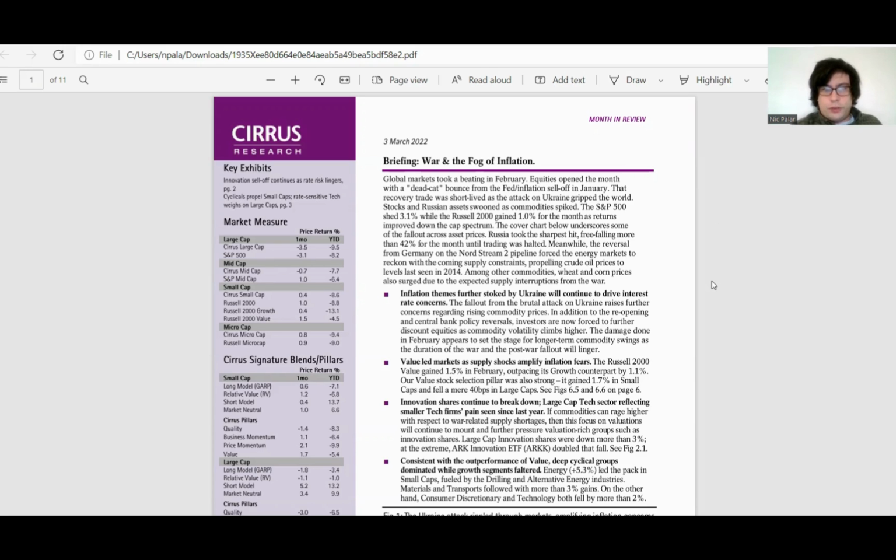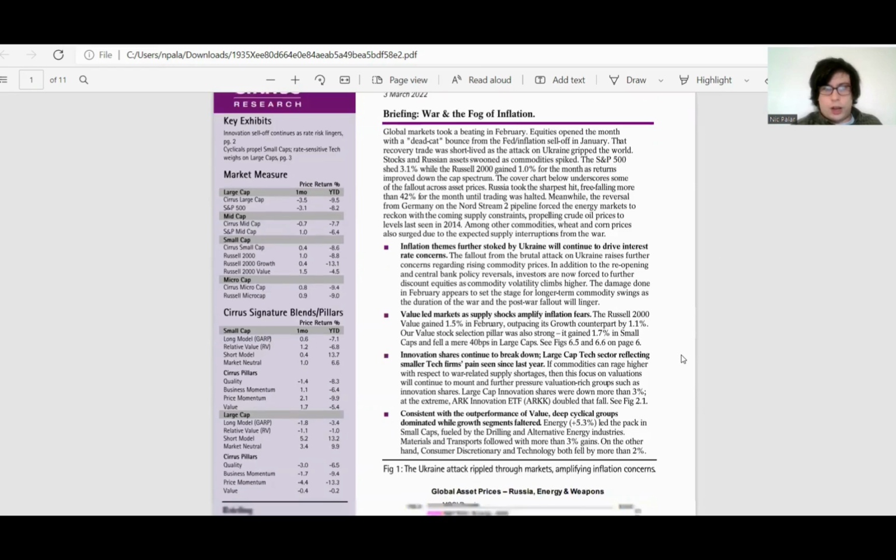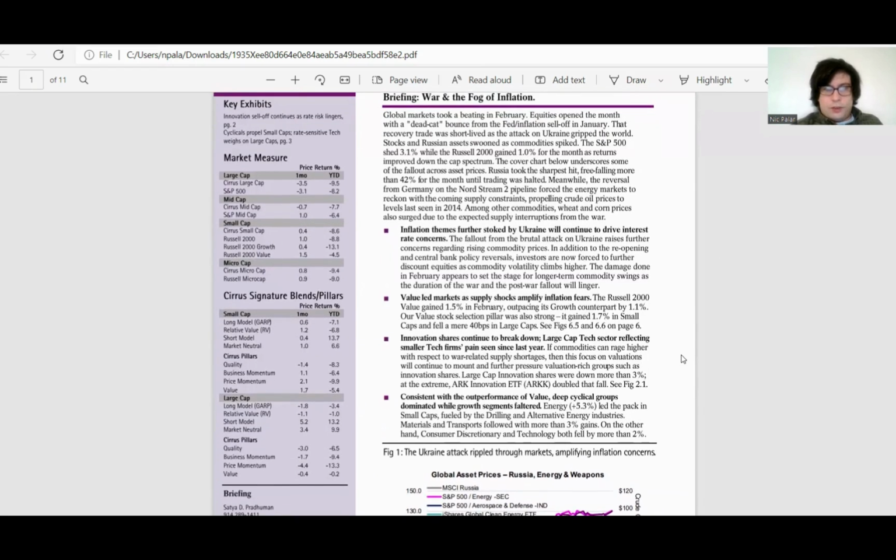So just to give an outline of the structure of the report, the left side of this front page consists of a number of common market measures, so the S&P 500, the Russell, along with a number of our custom measures. So it has our large cap, mid cap, small cap, and micro cap indices, their performance both for the previous month and year to date.